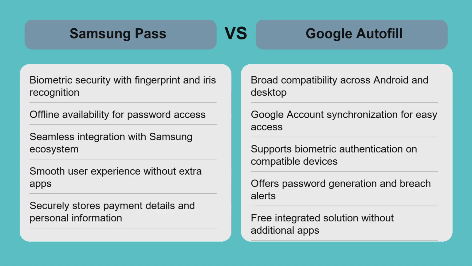Samsung Pass provides a more native and secure experience on Samsung hardware, while Google Autofill delivers flexibility and additional features like breach alerts. The trade-off is between Samsung Pass's tight integration and biometric focus versus Google Autofill's cross-platform convenience and cloud syncing.